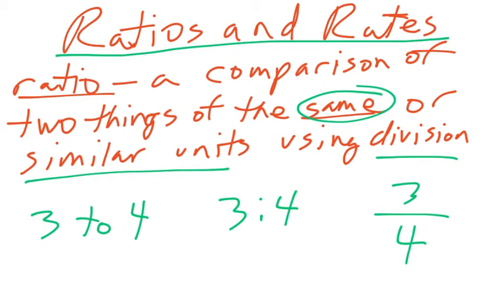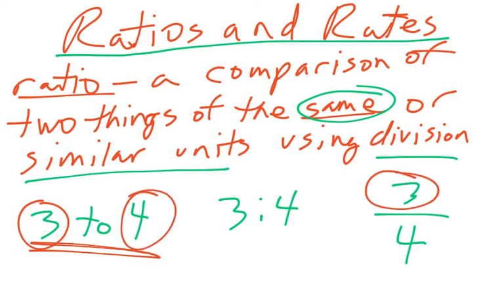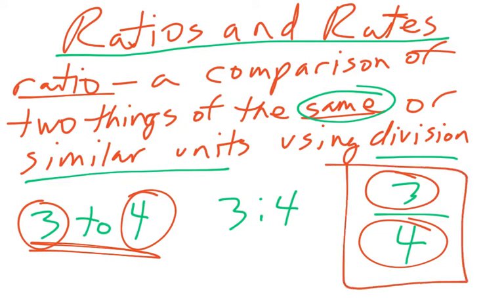And you could easily convert between the forms. For example, if you have the word "to" in your ratio, the first number would go in your numerator and the second number would go in your denominator. Now, primarily in algebra, we're going to use the fractional form of a ratio, but again, you might see those other forms, and just so you're aware, that's what those other forms look like.